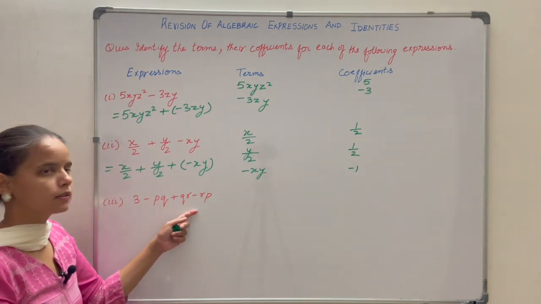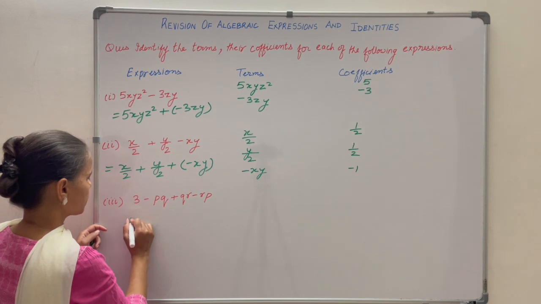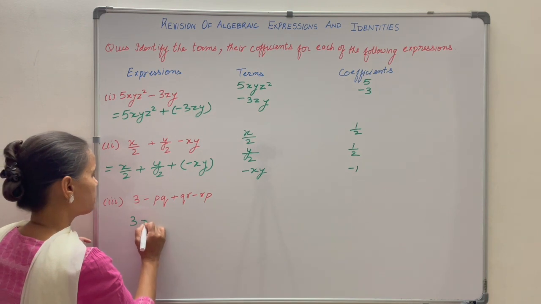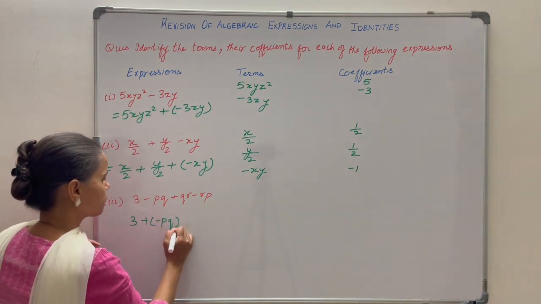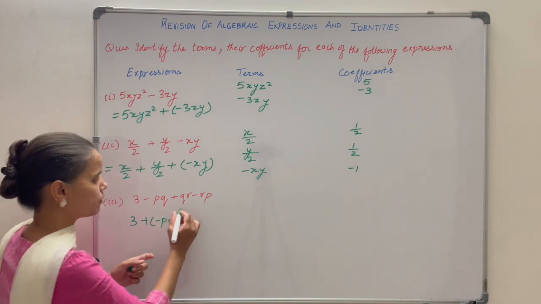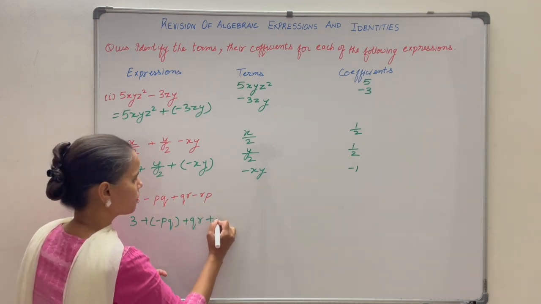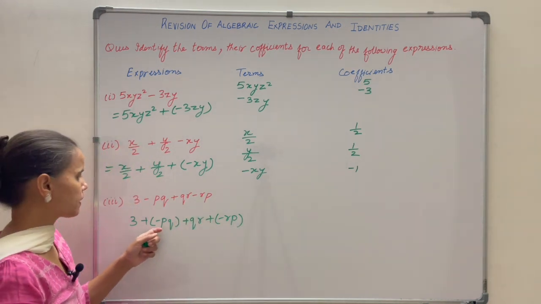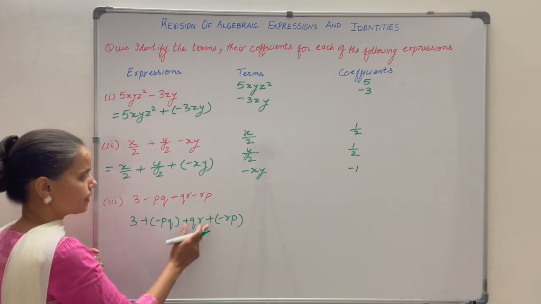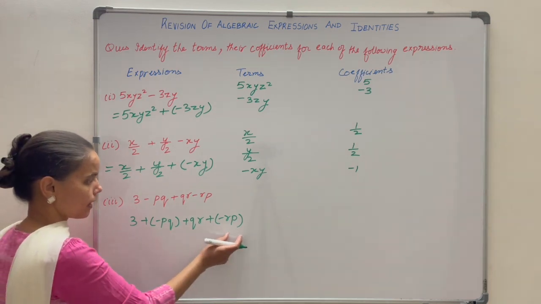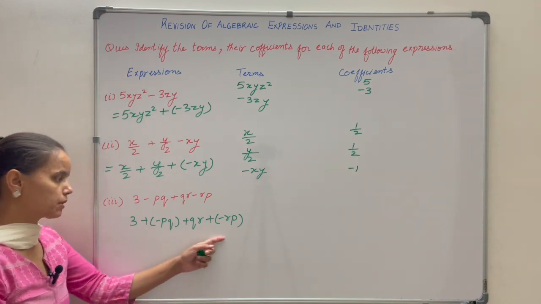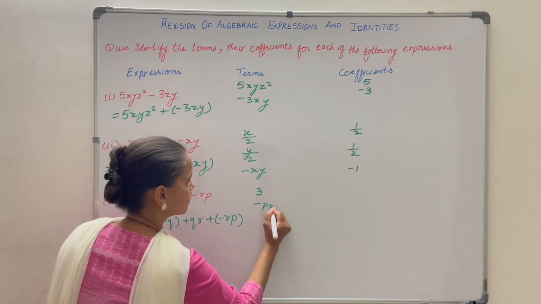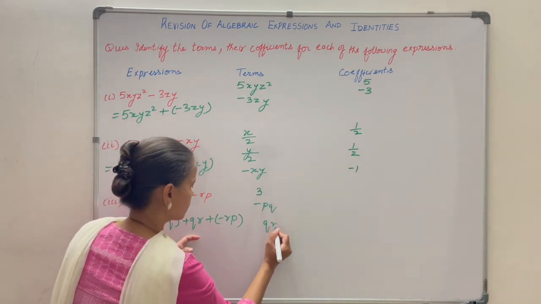Now for this expression, here 3 is the first term. I am going to rewrite this as terms are added to form the expression. So plus of minus PQ. So you got the sign for PQ plus QR plus minus RP. So plus into minus is minus. Here also plus into minus is minus. Terms are added to form an expression. So what are the terms here? 3, minus PQ, plus QR, minus RP.